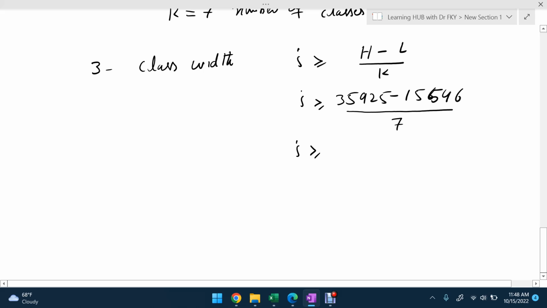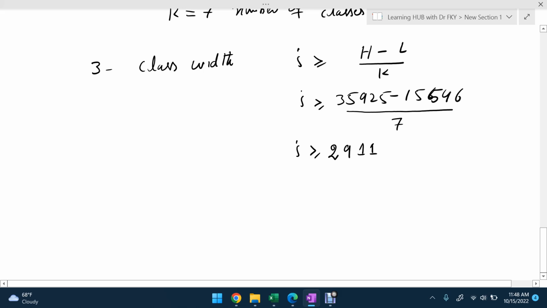35,925 minus 15,546, divided by 7. This is equal to 2,911. This is rounded up. There is some decimal place as well.